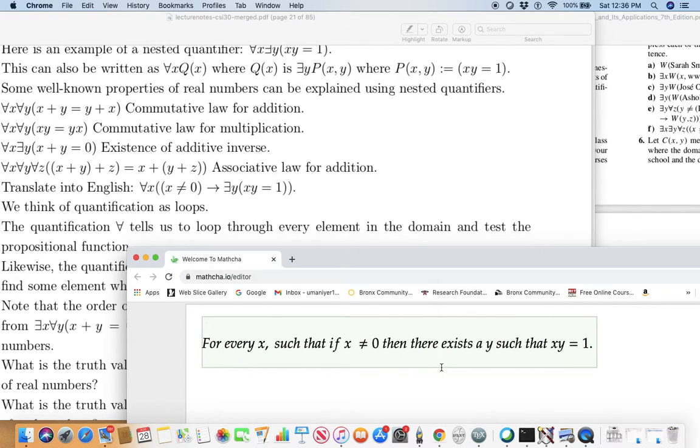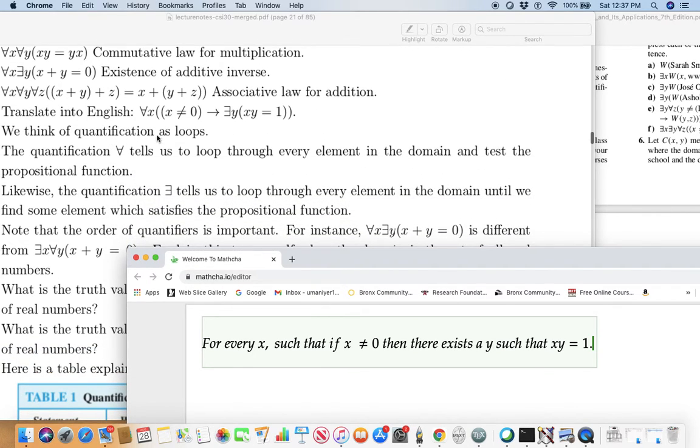Okay, you may use it in an if-then setup, or you may simply say x not equal to 0 implies the existence of a y such that xy equals 1. So this is simply talking about existence of multiplicative inverses, okay, for non-zero numbers, real numbers, say.